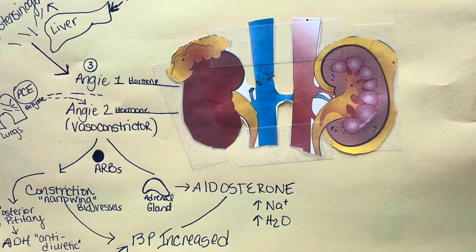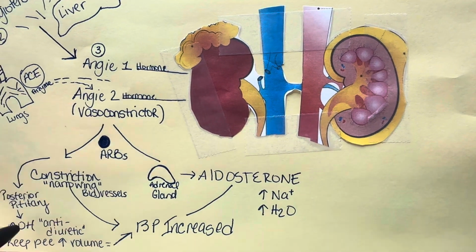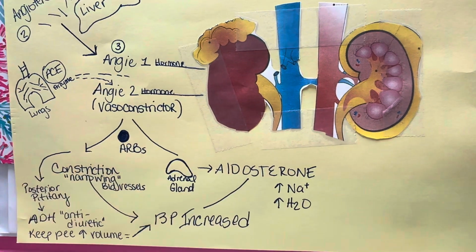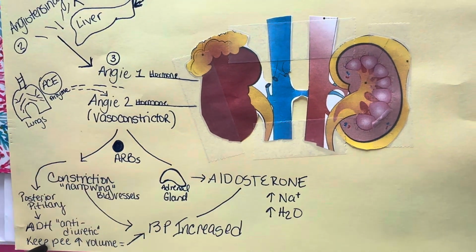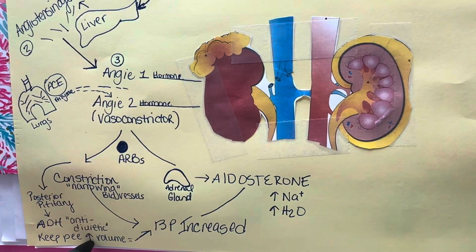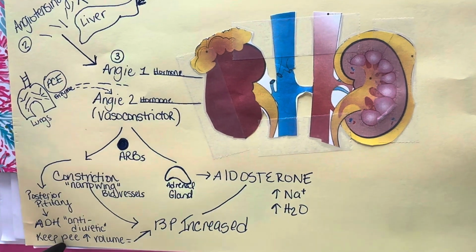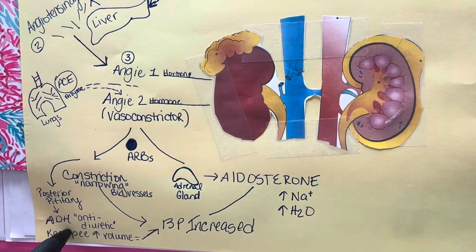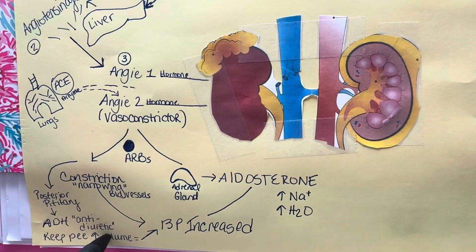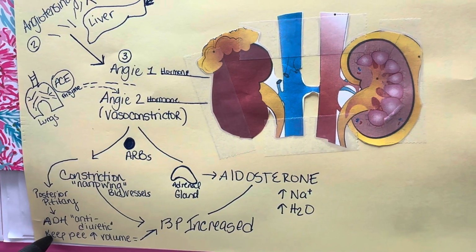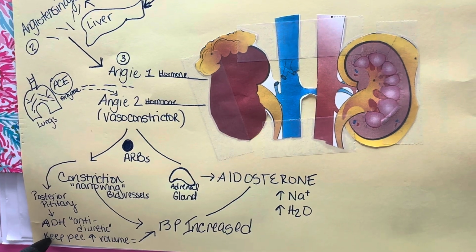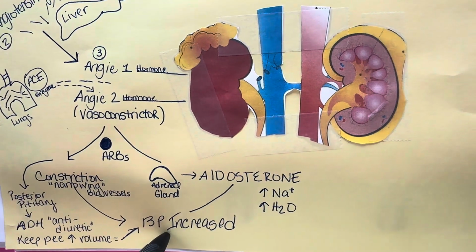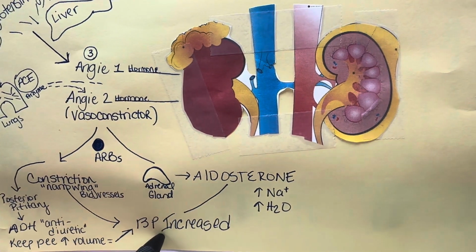So it can do this in two ways. The body can release what's called antidiuretic hormone, or ADH, and it tells the body to keep the pee in, okay? So we don't want to pee it out. It works opposite of what diuretics would do, because it's an antidiuretic. So your body is going to hold in that urine and keep it from eliminating. In return, that increases the blood volume and overall increases blood pressure, okay?